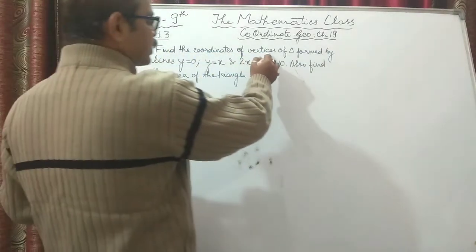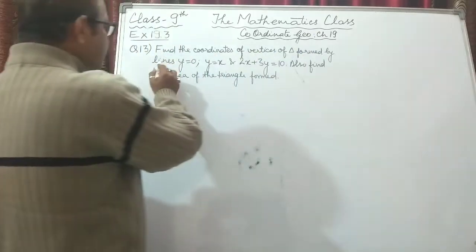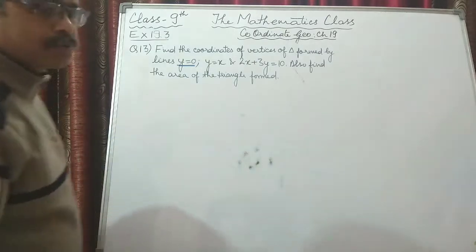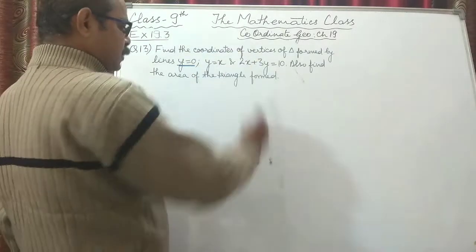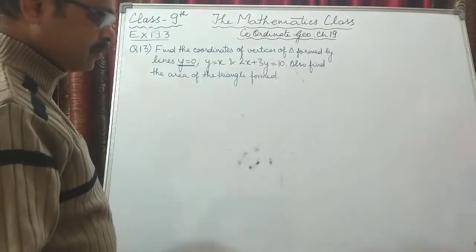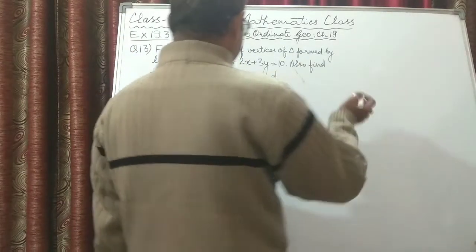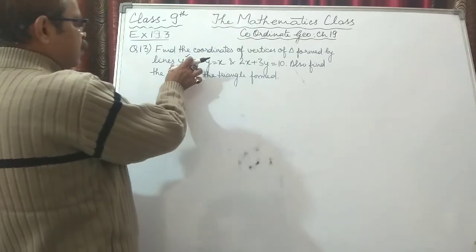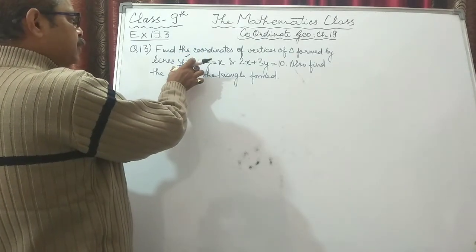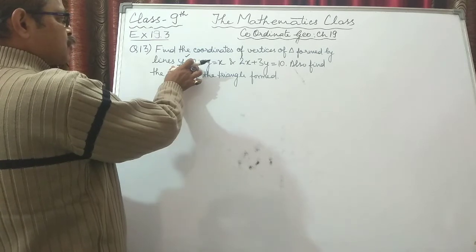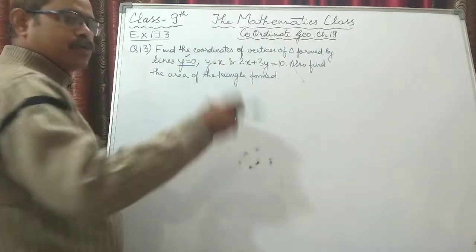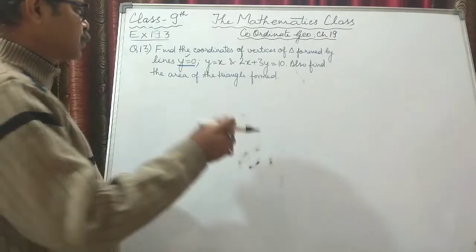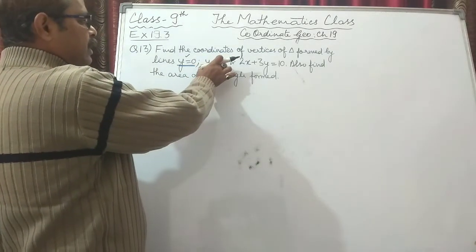Find the coordinates of the vertices of the triangle formed by the lines y is equal to 0, y is equal to x, and 2x plus 3y is equal to 10. Now what is the meaning of the line y is equal to 0? I'll come to it. First, we cannot draw any table for y is equal to 0, so I'm not doing it. For y is equal to x: if x is equal to 1, y is also 1. If x is equal to 2, y is equal to 2. x is equal to 3, y is equal to 3. So I'm not making any table for this either.